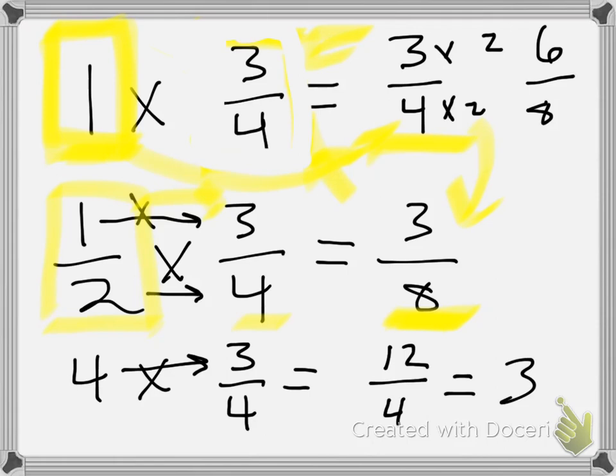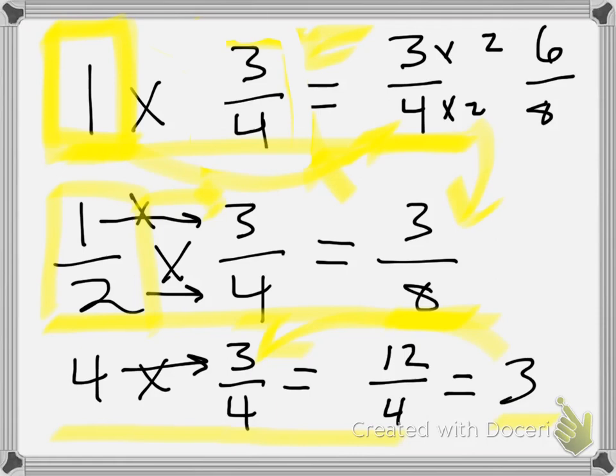If I multiply by a fraction, I'm going to get a smaller number. If I multiply by 1, I get the same number. If I multiply by a number bigger than 1, I get a bigger number than the one I multiplied. Might be a little confusing here.